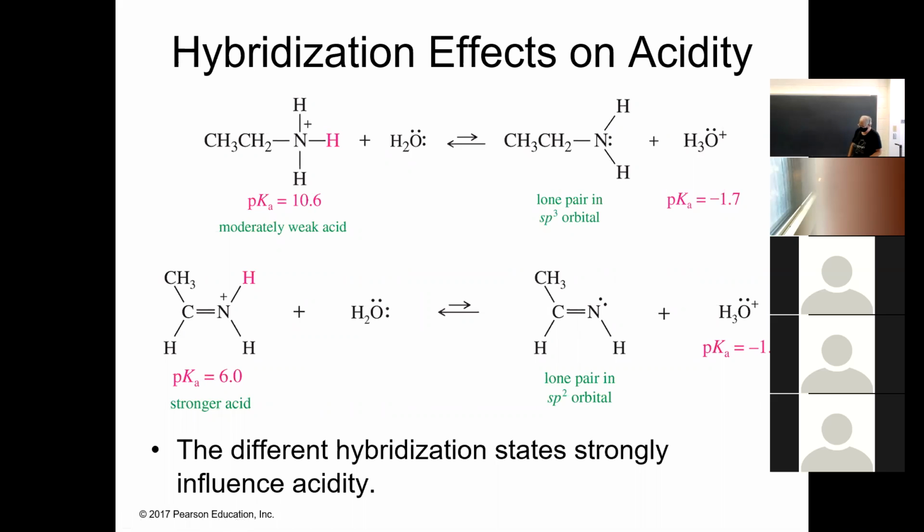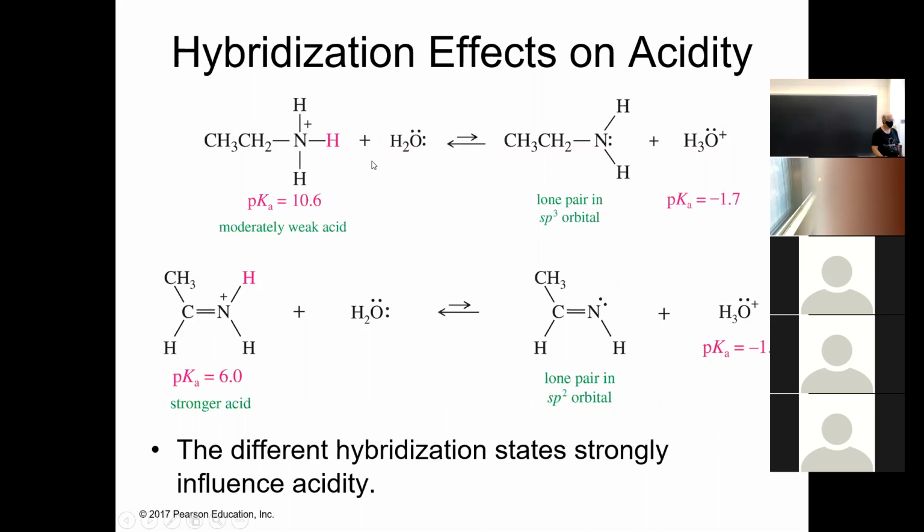Hybridization. There are three main hybrid atomic orbitals that we talked about in the previous chapter. There's sp, sp2, and sp3. Sp would have a linear geometry that's usually associated with triple bonds. sp2 would have a trigonal planar arrangement, usually associated with double bonds, and then sp3 would be tetrahedral.